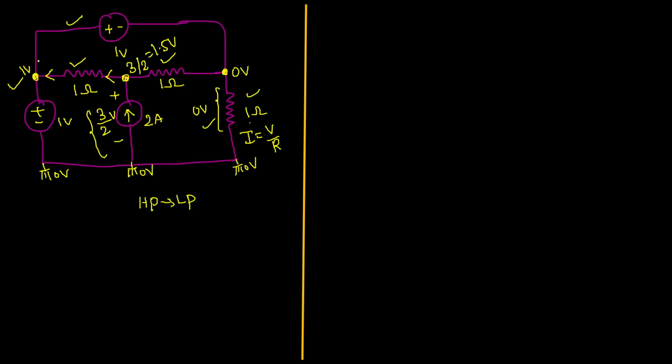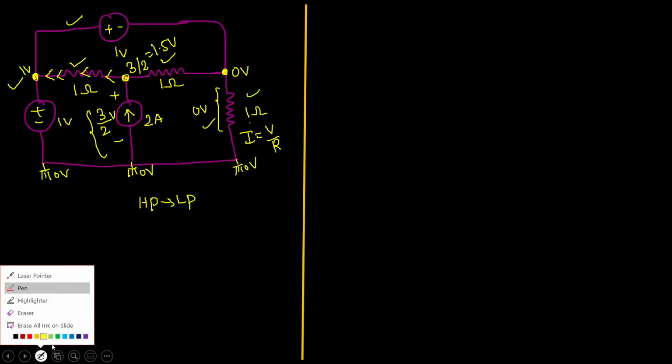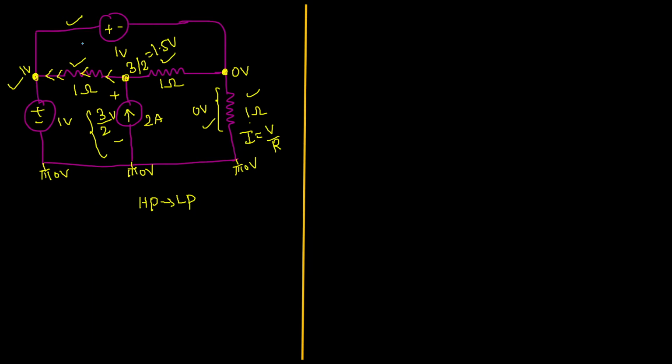Current will go from 1.5 to 1 voltage. So the direction of the current, it is going in this direction if you observe it. Yes sir. What is the value of the current? In order to identify the value of the current, you have to identify the voltage drop across the resistor. So how will you identify the voltage drop? For the resistor, current entering point is plus, leaving point is minus.